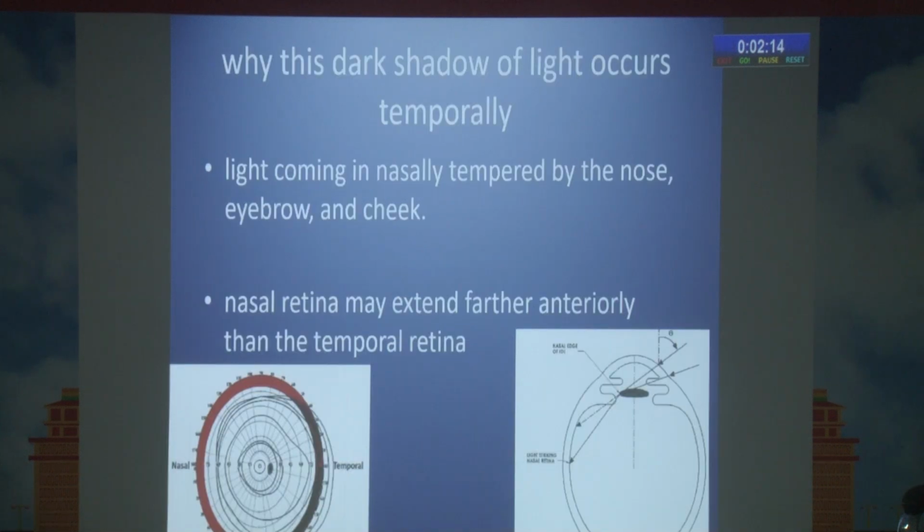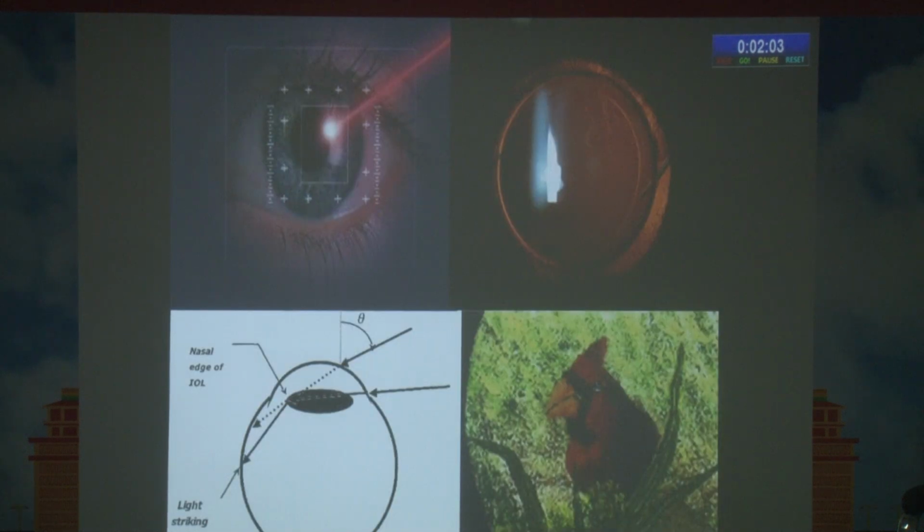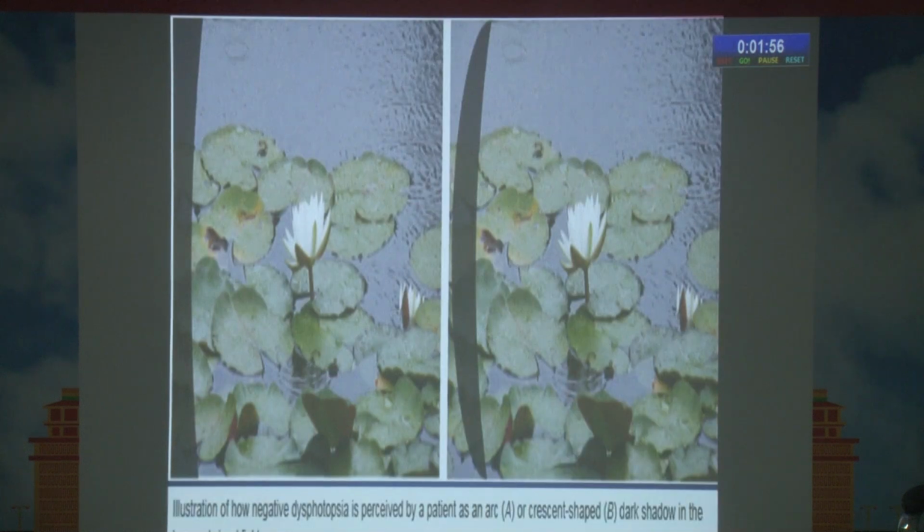Why does this dark shadow occur only temporally and not nasally? Because light coming in nasally is tempered by the nose, eyebrow, and cheek. And the second factor is that the nasal retina may extend further anteriorly than the temporal retina. So these are some of the pictures which have been drawn by the patients, and these are the temporal dark shadows which haunt them.